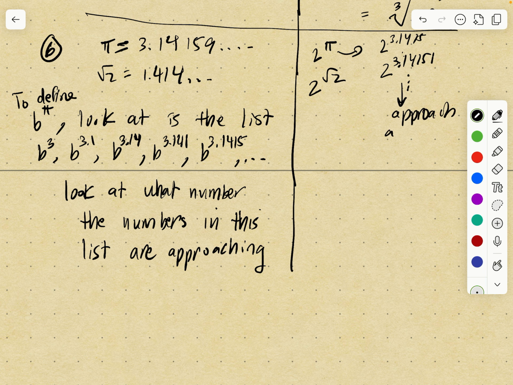So these numbers approach a number, and we call it 2 to the pi. For instance, if you look at a graphing calculator and plug in 2 to the pi power, you're going to get this infinite decimal. If you do 2 to the 3.14151, it's pretty close. And if you do 2 to the 3.1415, oh, that's 159, 1592, right? Then you get even closer.